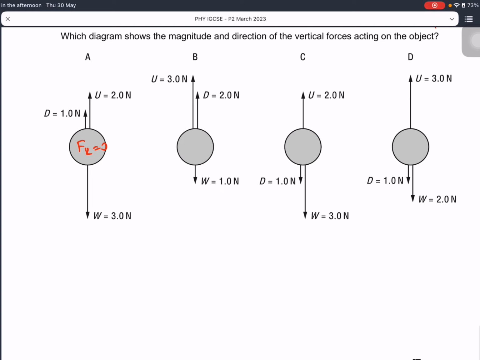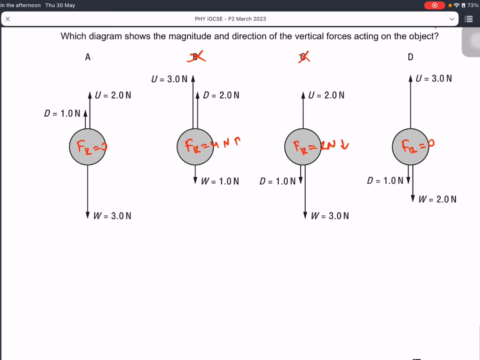So 3 plus 2, 5 up, 1 down. Resultant force is going to be 4 newtons up. It's not an option. So 2 up and 4 down. So resultant force here is going to be 2 newtons down. Well, that contradicts our statement. Anyway, so D, 3 up, 1 plus 2, 3 down, 0. So 0. A and D left.